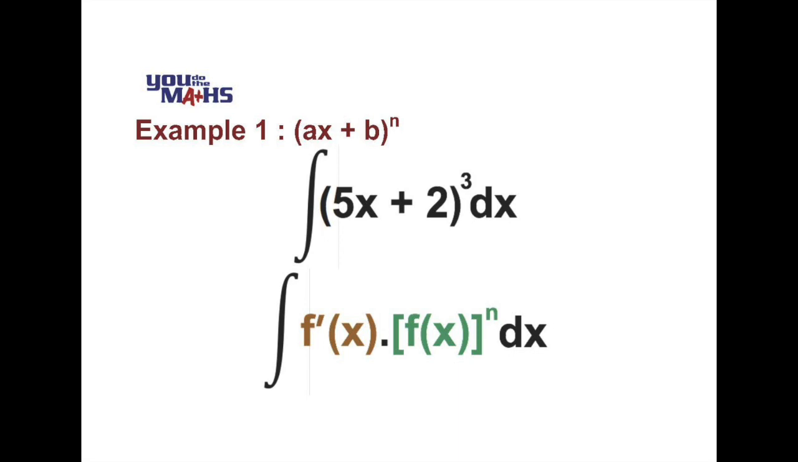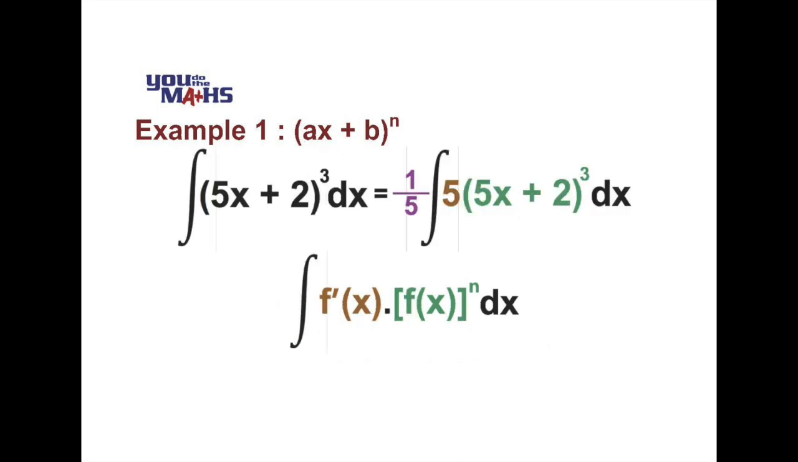So whilst we have 5x plus 2 all cubed, which matches the green in our rule, we don't have its derivative. So the next step will be to see if we can actually place the derivative of the inside of the bracket inside our integral. We know the derivative of 5x plus 2 is 5. It's just a constant. So we can multiply our original expression 5x plus 2 all to the power 3 by 5, and we can see that in brown.